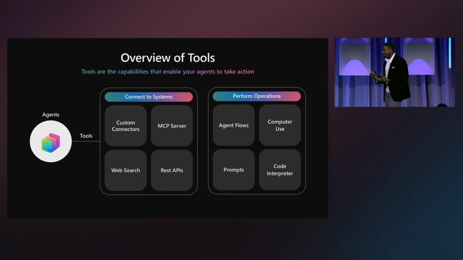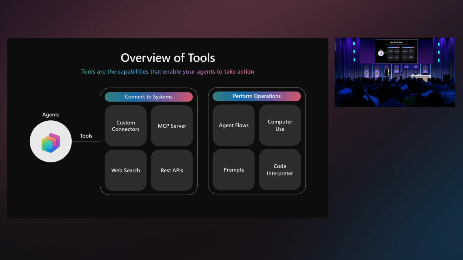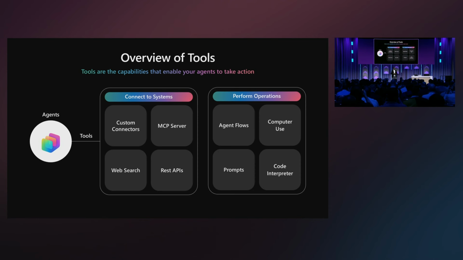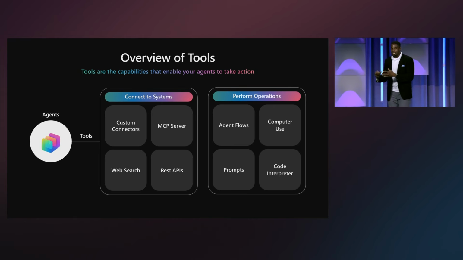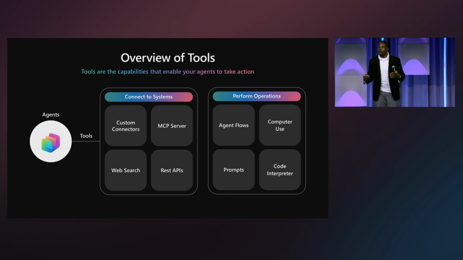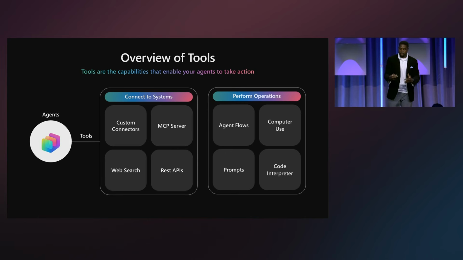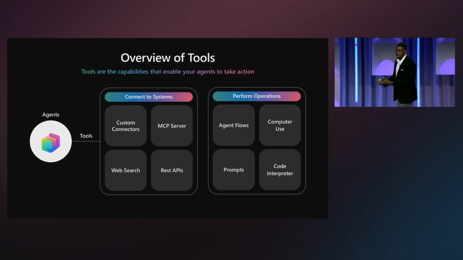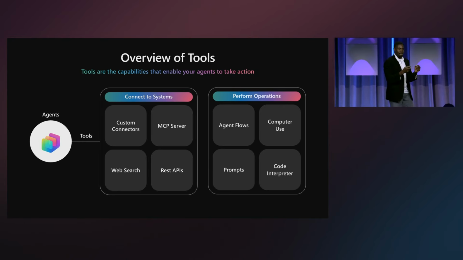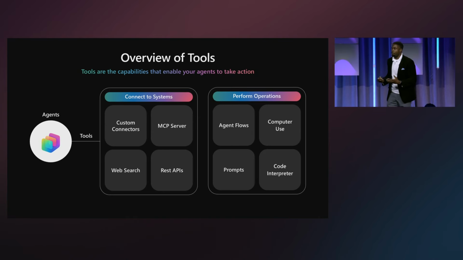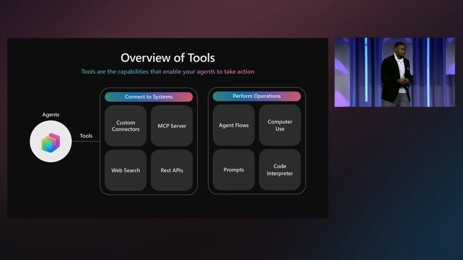But when we think about tools, we're thinking about some tools that can connect to systems. These are things like custom connectors or MCP servers or web search and REST APIs. They can connect to systems. And then second bucket, tools that can actually perform operations or do certain things, such as workflows or agent flows as we have here. Computer use, as Joe will talk about shortly, giving an agent the ability to interact with a computer. We also have AI prompts that can process structured and unstructured data and code interpreter as well.